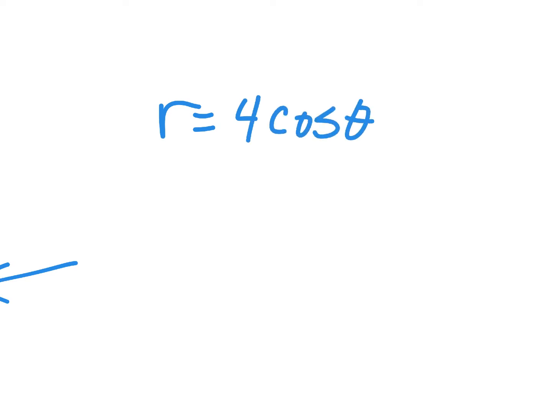R equals 4 cosine theta. This time, if I want to change this over, because right now it's got r's and thetas, so it's in what? Polar. And I want to change to rectangular. This time, squaring both sides is going to be a pain. So, what's another alternative? Instead of squaring, you can times by something. That's my hint.